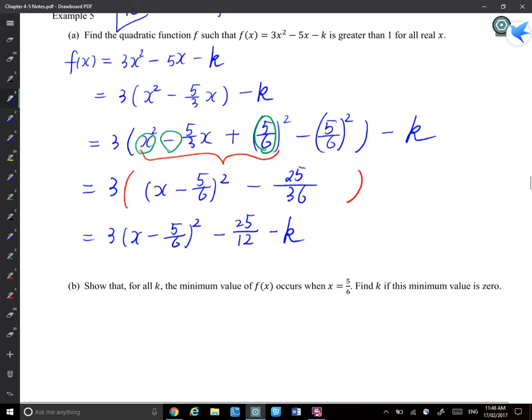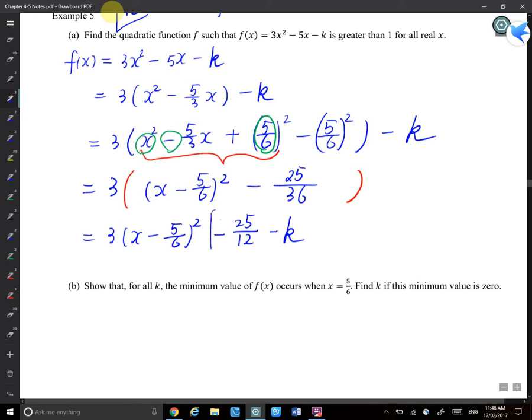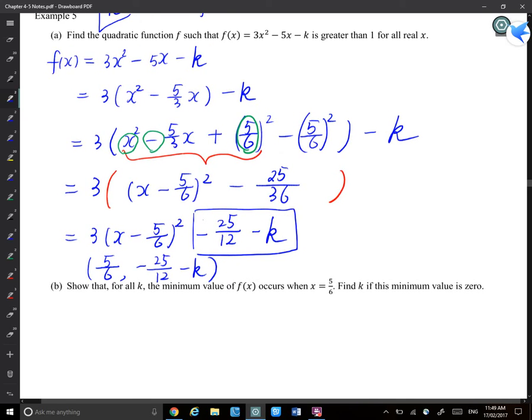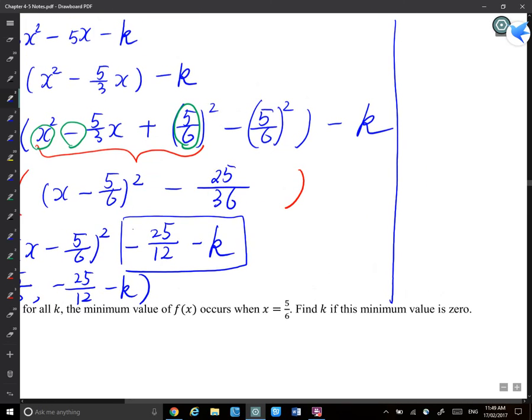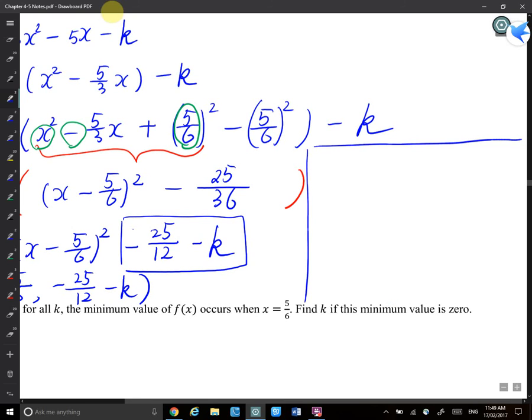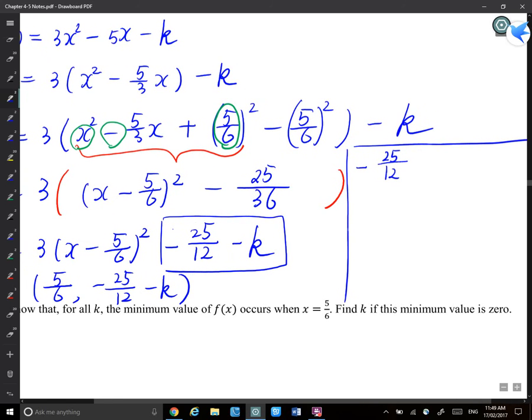So I have this turning point form, and that's the constant at the back. My turning point will be 5 over 6, comma, negative 25 over 12 minus k as the y coordinate. So this is my lowest point. I need this lowest point to be greater than 1. So I need negative 25 over 12 minus k to be greater than 1.